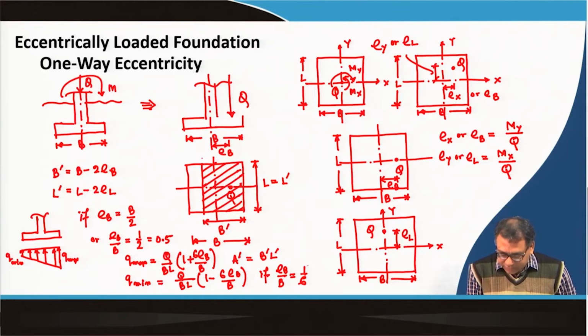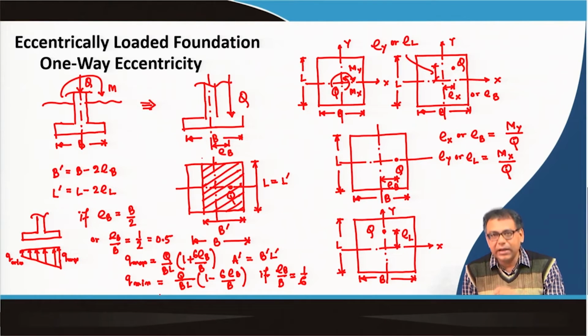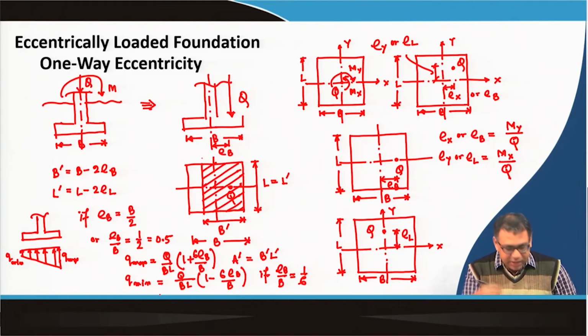So, for one eccentricity, if e_B by B exceeds 1 by 6, then a negative pressure will be developed. That is why you have to keep this 1 by 6 in mind during our selection of the eccentricity. So, that is why the other 4 cases are taken according to that.